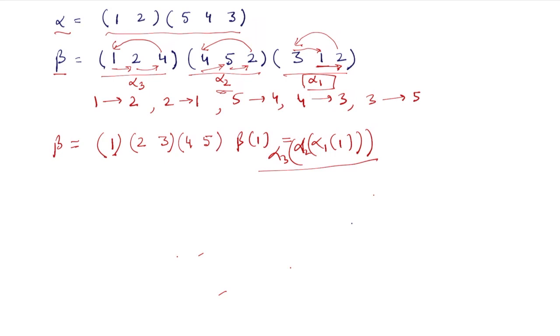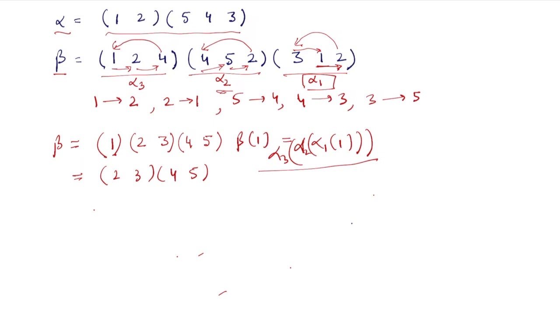So all the symbols have appeared: 1, 2, 3, 4, 5. So beta is nothing but (2 3)(4 5). Beta is a product of disjoint cycles (2 3) and (4 5). Now notice how easy it is to tell where 1, 2, 3, 4, 5 go under beta. Under beta 1 goes to 1, 2 goes to 3, 3 goes to 2, 4 goes to 5 and 5 goes to 4.